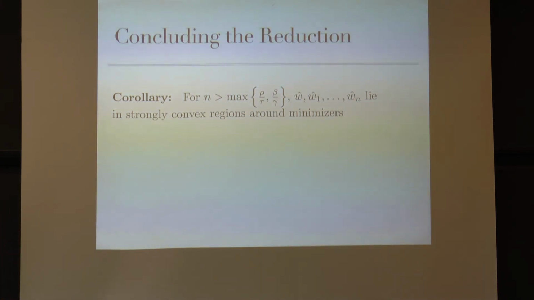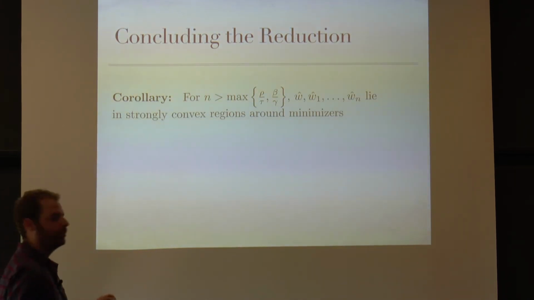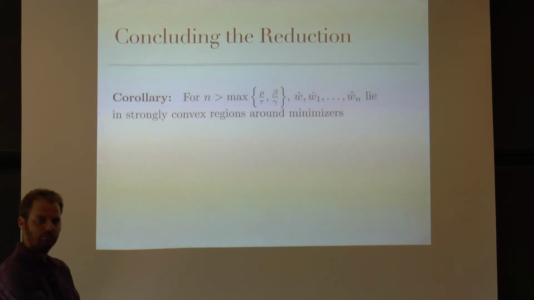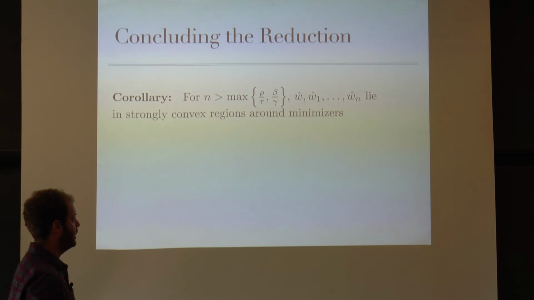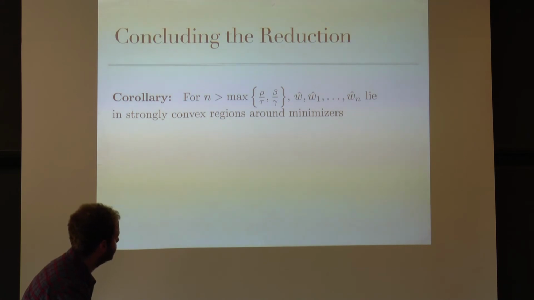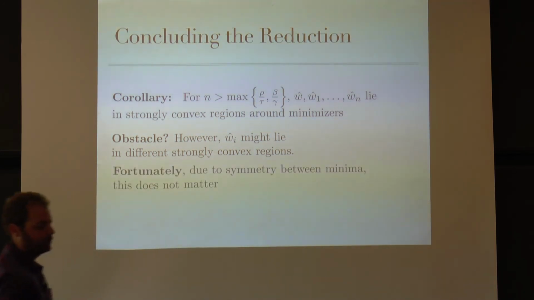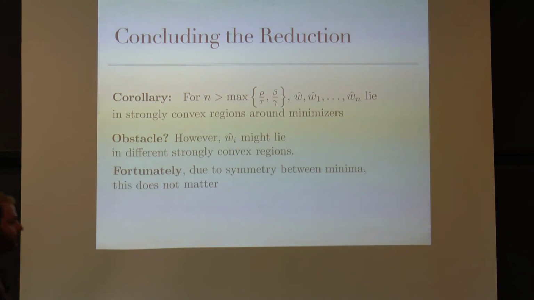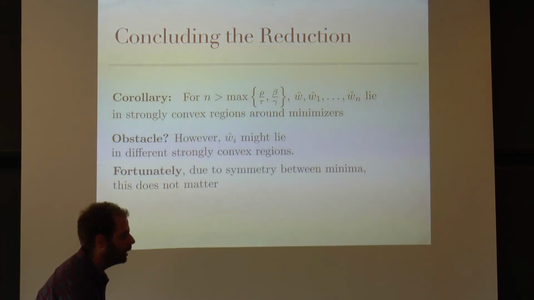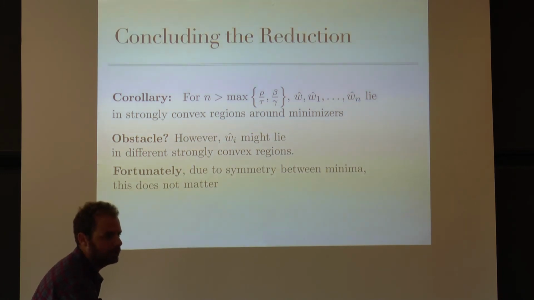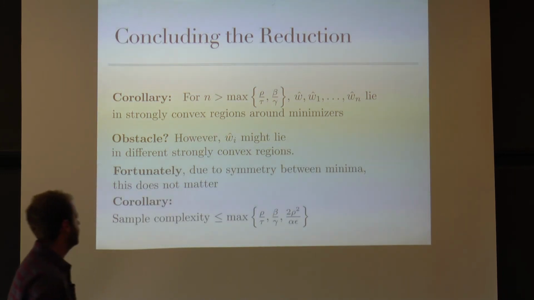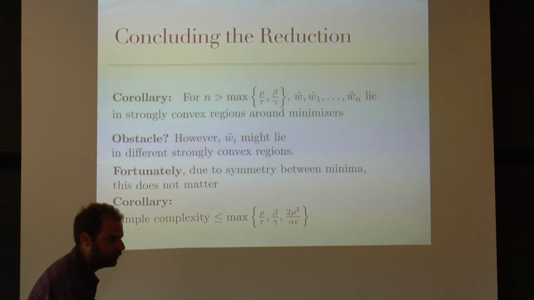So we conclude that if n is larger than the maximum between these two parameters, all the W at I lie in strongly convex regions around minimizers. And as Nadav remarked, they might lie in different strongly convex regions, but as we assume that there is symmetry between these minima, this doesn't matter. We may assume, without loss of generality, that they do belong to the same strongly convex region. So this gives us the final result that the sample complexity is bounded by these three terms.